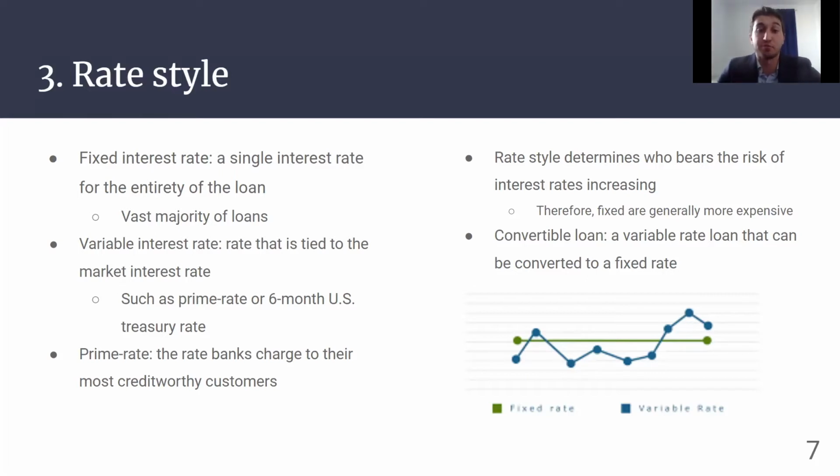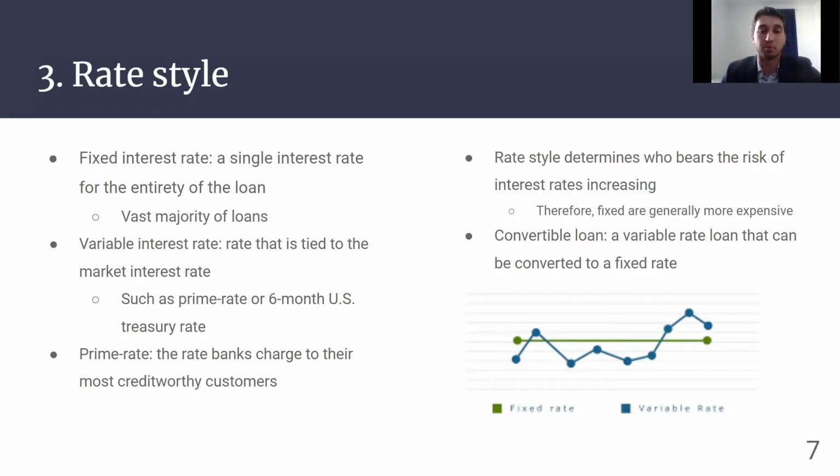Variable rate loans usually have rate caps, either in the form of period caps, which limits how much the rate can go between payments, or in the form of lifetime caps, which limits how high the rate can go. The bottom line for variable rate loans is if rates go up, you lose, and if rates go down, you win. The choice between fixed rate and variable rate determines who bears the risk of increasing interest rates, whether it be the lender for fixed rate or the borrower for variable rate. For this reason, fixed rates are generally more expensive because they are less risky to the borrower.